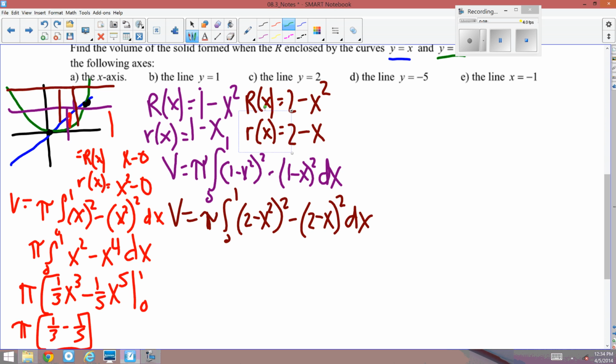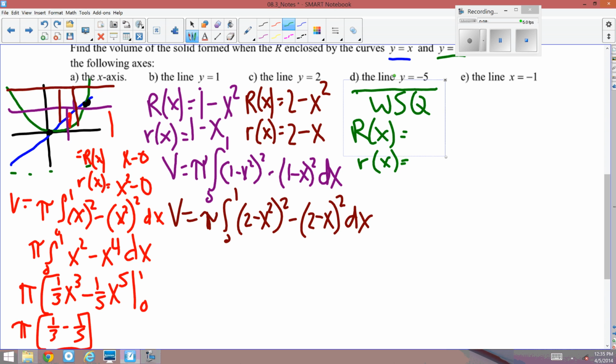For part D, I would like you to do that in your whisk. Just give me what the big radius is and what the little radius is. Okay, this time you're going with the line y equals -5 somewhere down here. Okay, and for the last one, I'm going to draw it again. The line x equals 1.